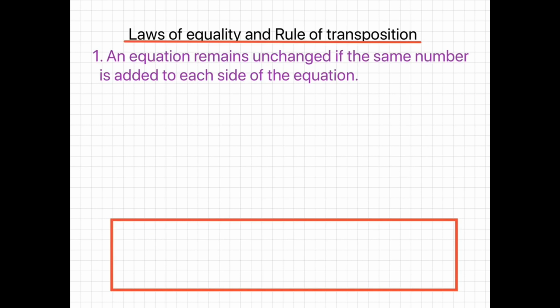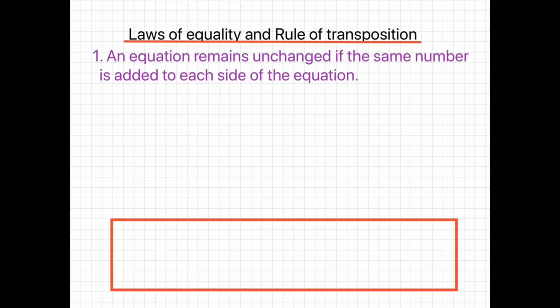Next, let us look at the laws of equality and rule of transposition. Laws of equality means whatever you do on one side of the equation, you should do the same thing to the other side. And rule of transposition means any term from one side of an equation can be transposed or shifted to the other side by changing its sign. Let us now look at 4 laws of equality and rule of transposition that are used to solve an equation.